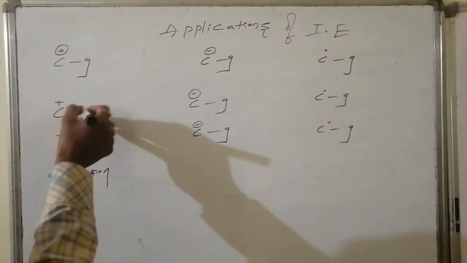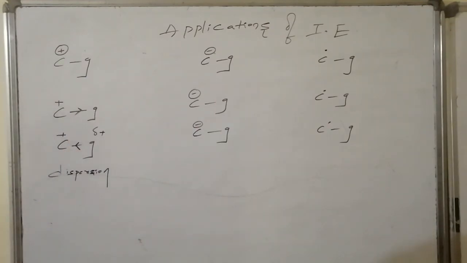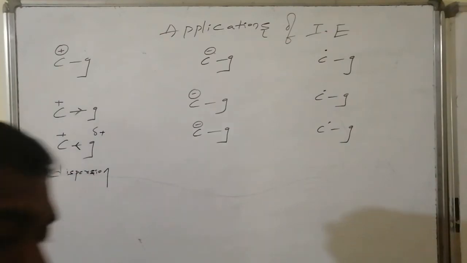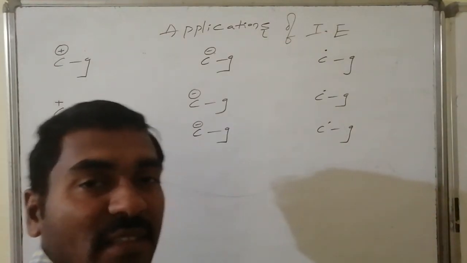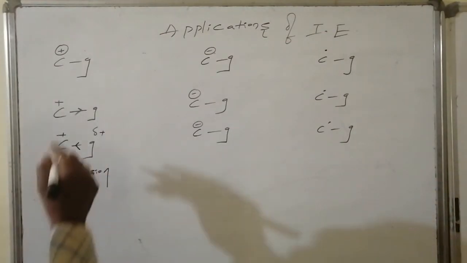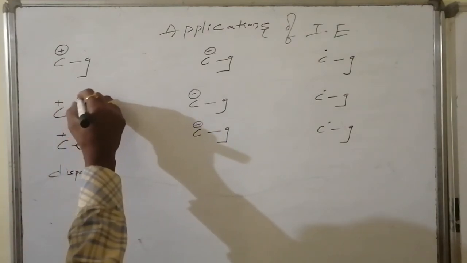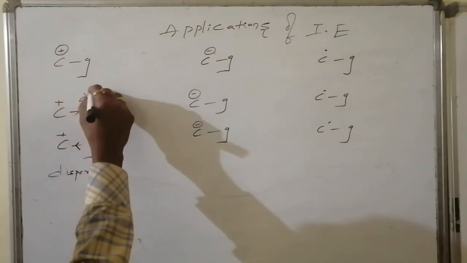Whereas in this case, what happens? That group is dragging electron density. Hence, on that carbon atom, electron deficiency increases. Thus here charge localization occurs, otherwise called charge deposition.